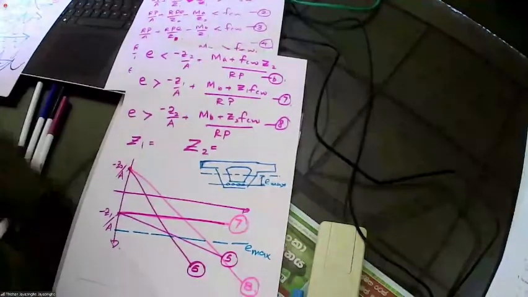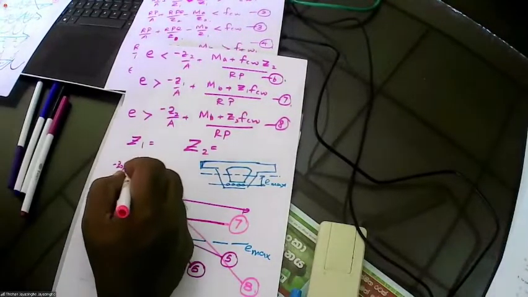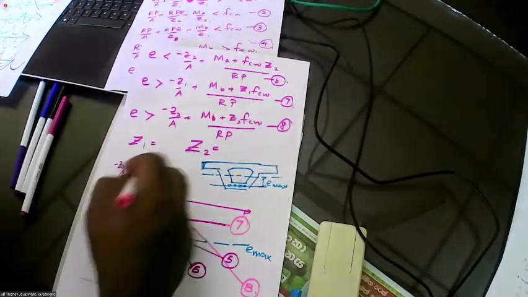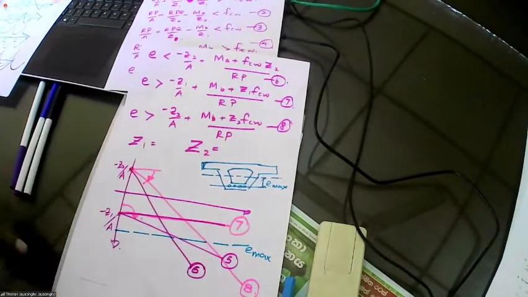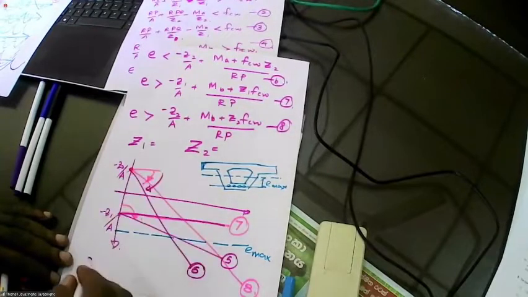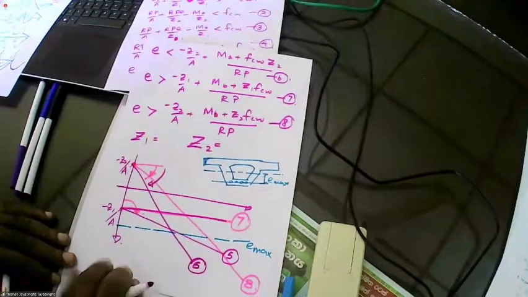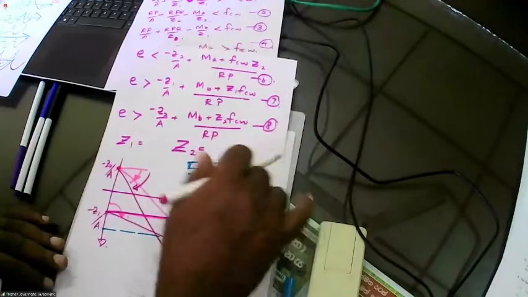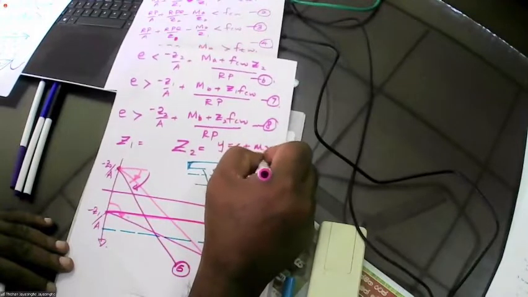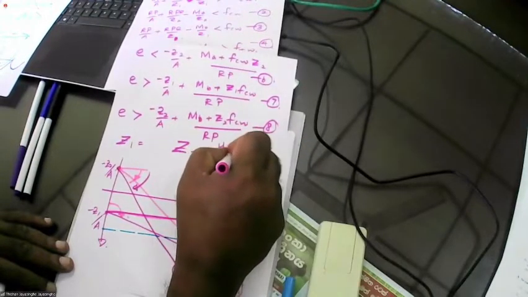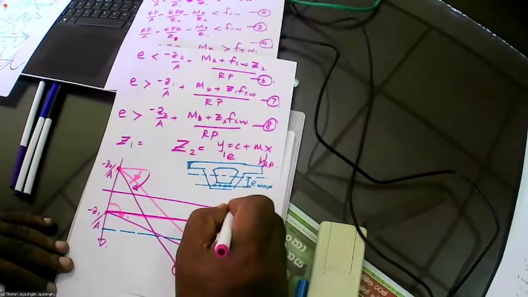Then we have one condition, the gradient of this line and the gradient of this. So the gradient of equation number 6 should be greater than the gradient of equation number 8. These equations are of the form y equals c plus mx, where x is 1 over rp and y is e. So these are the rp diagram, or 1 over p diagram.